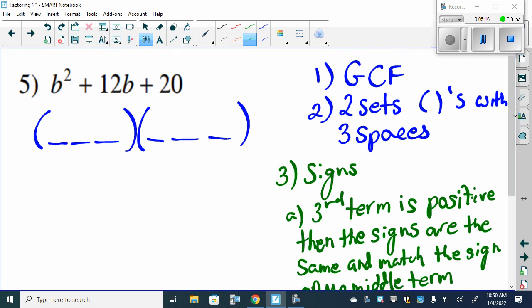So when we look at this here, what is the sign of the third term? It is positive. So that means the signs are the same and they match the sign of the middle term. And what's the sign of the middle term? Positive. So the signs are both going to be positive. They're going to be the same and they're both going to be positive. Any questions on this so far?